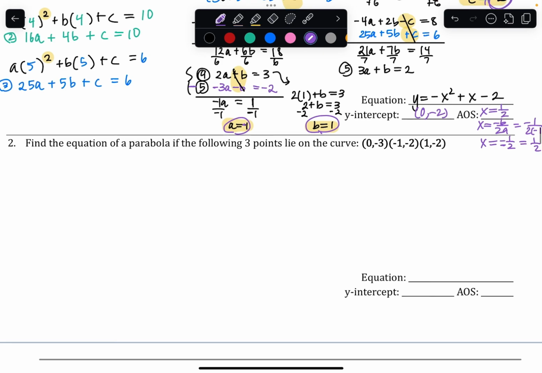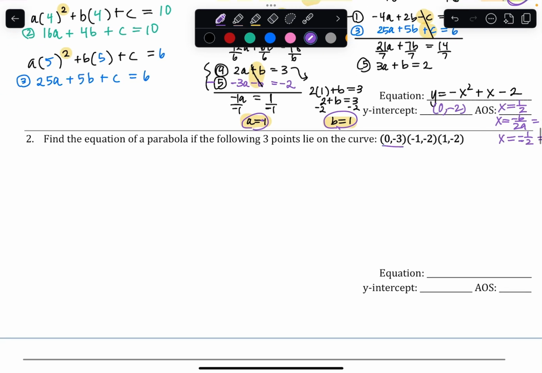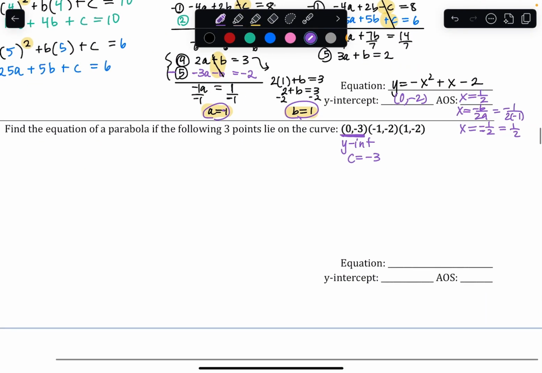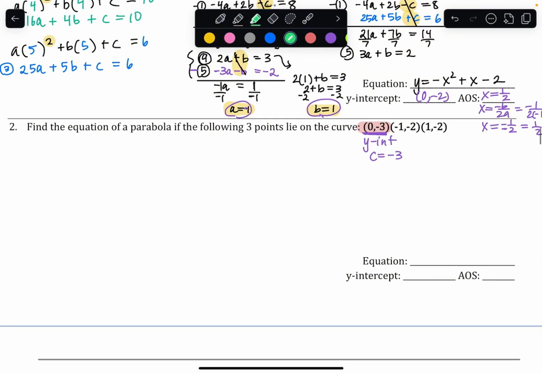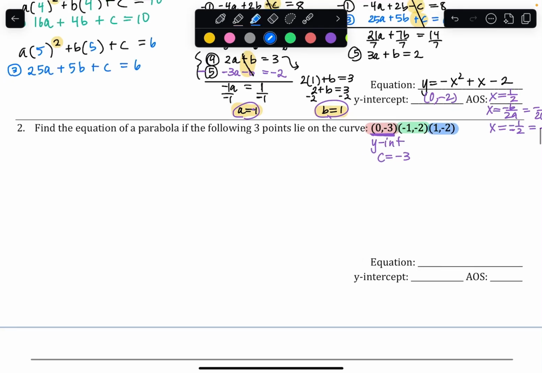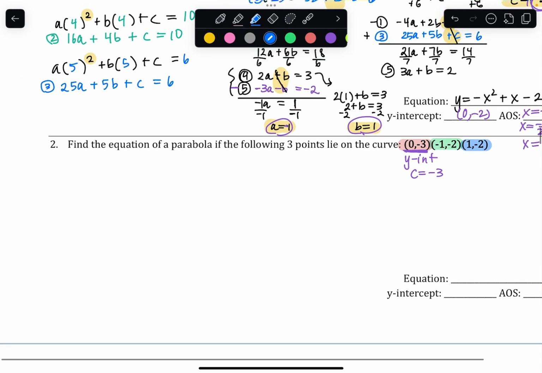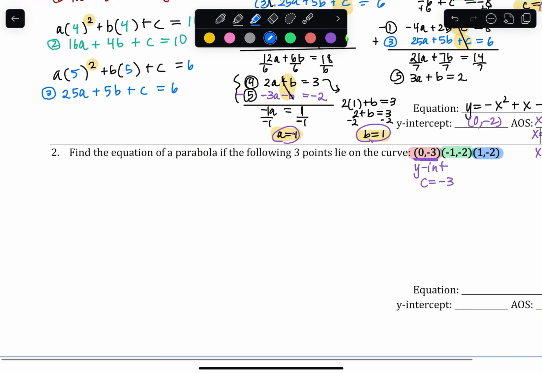Okay, we're going to do one more example, and in this one, we're actually given the c value, because that's the y-intercept. When you see 0 as the x-coordinate, that's going to tell you your c value. Okay, and so you'll see that when we start plugging them in. Once again, we're given 3 points: 0, -3, -1, -2, and then 1, -2. These aren't necessarily the vertex, they're not the roots, we're just told we have 3 points.